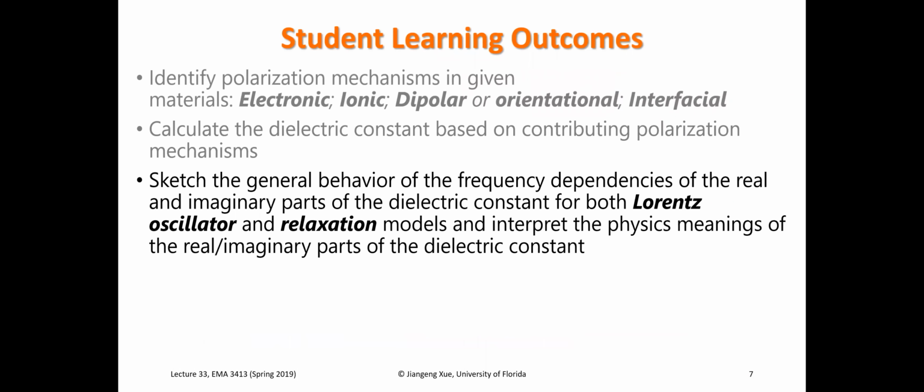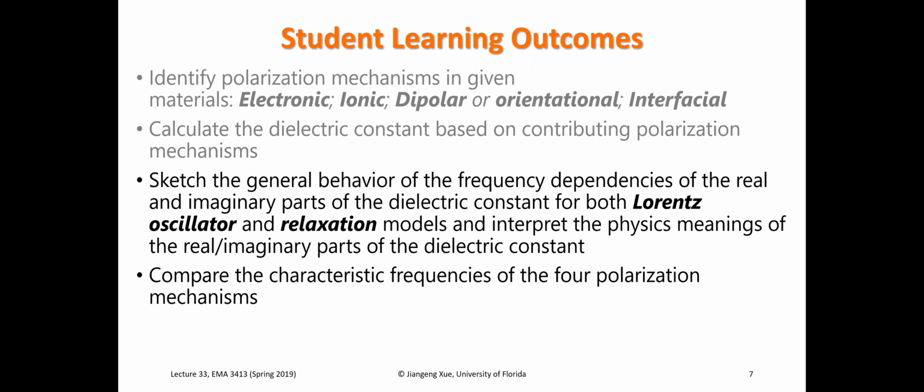So we have 2 different models. One is called the Lorentz oscillator model. The other is a relaxation model. So you should be able to know the general form and general characteristics of those 2 models in terms of what they predict for the frequency response of the dielectric constant, and then also interpret the physical meaning of the real and imaginary parts of the dielectric constant. Finally, you should be able to compare the characteristic frequencies of the 4 polarization mechanisms, put them on the same plot and see how they behave.